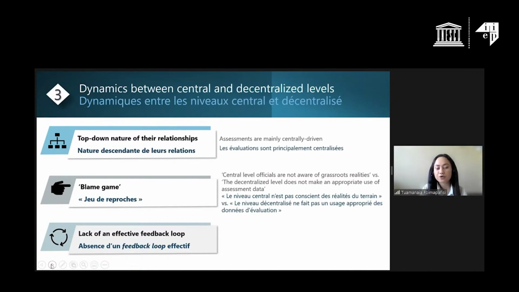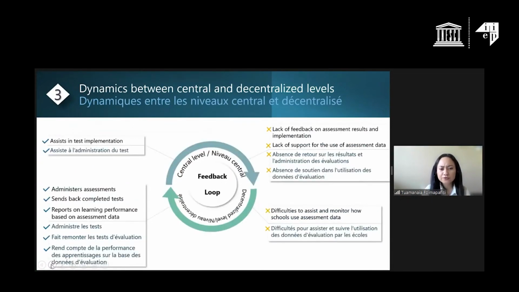And on the other hand, the central level criticizes the people at the decentralized level for not properly using the assessment data, while they actually get these data. So what we see is that, generally speaking, there is a lack of a feedback loop, i.e. a retroactive loop between the central level and the decentralized level regarding the use of assessment data.